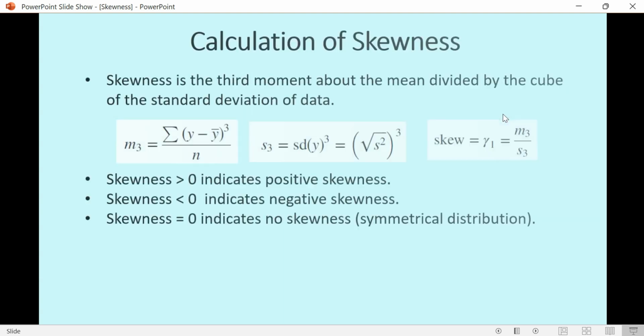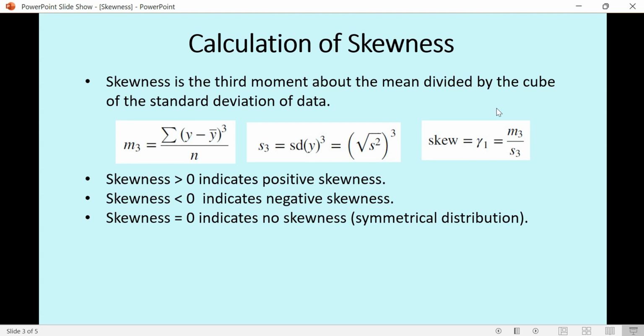Now the definition of skewness in mathematical form. We will see these two parts. One is M3, the third moment of the values about their mean. Here y is the data, so each value of y minus its average is taken to the third power, then summed, and divided by the sample size. This is called the third moment.